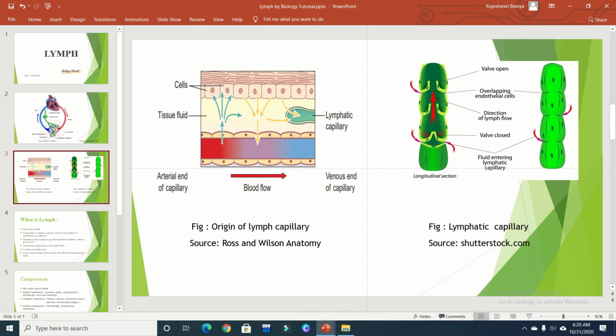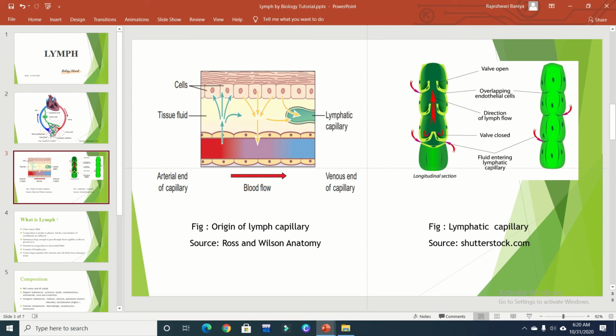The similarity between the blood capillaries and lymphatic capillaries is that they both have a single layer of endothelial cells, but they differ in permeability. In the blood capillaries, the holes are smaller, whereas in lymphatic capillaries, the holes are a bit bigger.